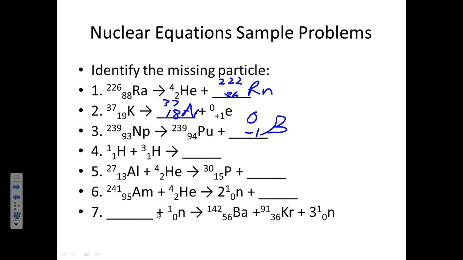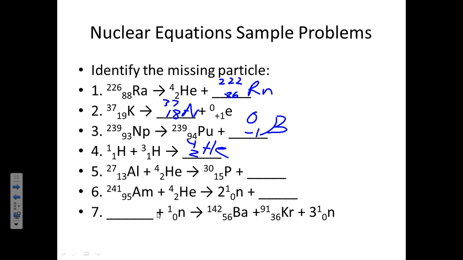Now over here we haven't looked at the slide about this yet. But what's going on here? We're adding two elements together. We're combining them. That's fusion. And in this case, we just add them up. 1 plus 3, 4. 1 plus 2, 2. And what's element number 2? Helium. That's not really radioactive decay, that's fusion. And the next slide on this PowerPoint is about fusion. We'll get there in a second.